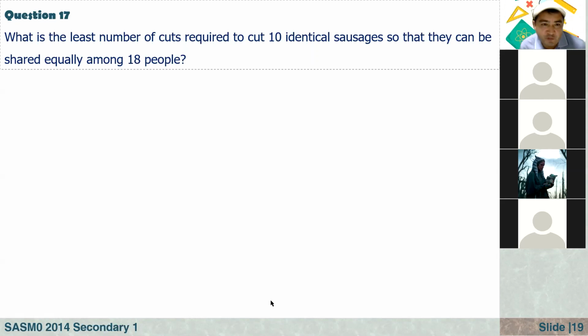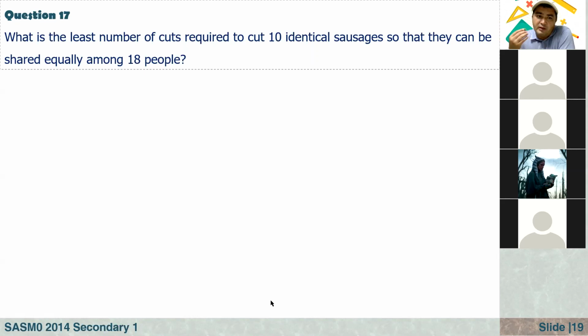Suppose that we have a kind of sausage and you're going to share among 18 people equally. And here we had 10 identical sausages. And suppose that maybe you can just imagine like this one cut, because you're cutting this using a special machine or something. One cut actually costs like $10,000 or $1,000, right? So now your job is you have to share these 10 identical sausages equally among 18 people.